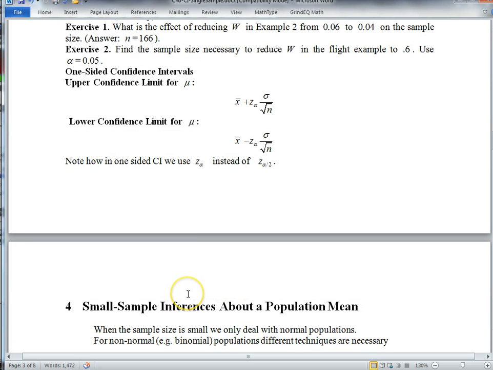Okay. So next lecture we'll talk about small samples, where instead of using the Z distribution, we're going to use a flatter distribution called the T distribution.